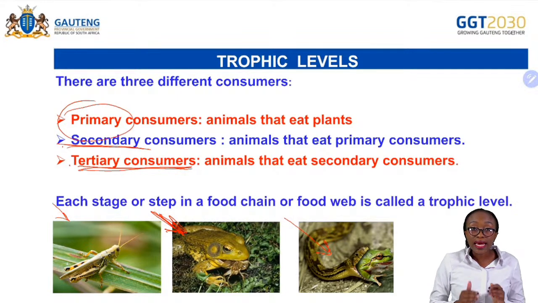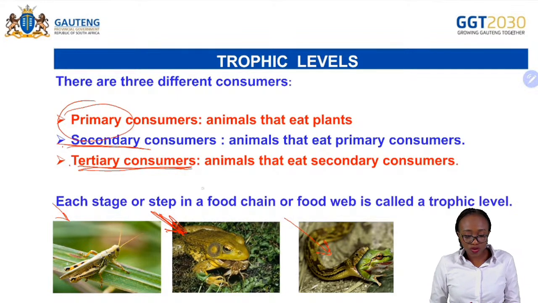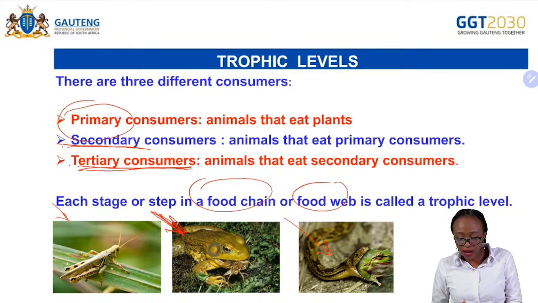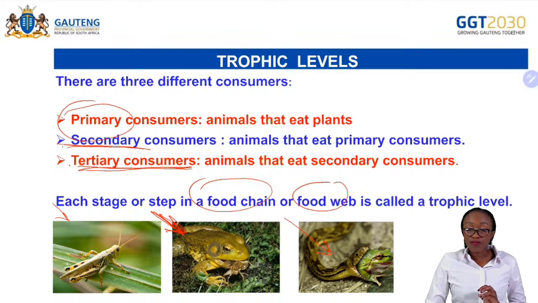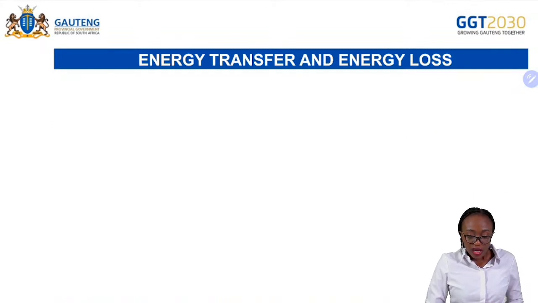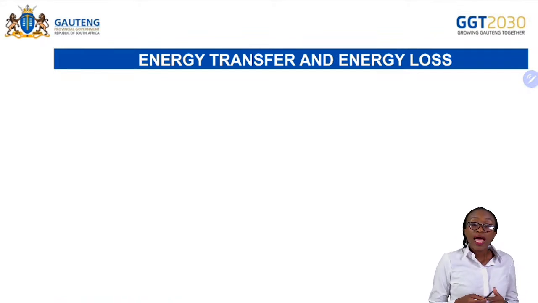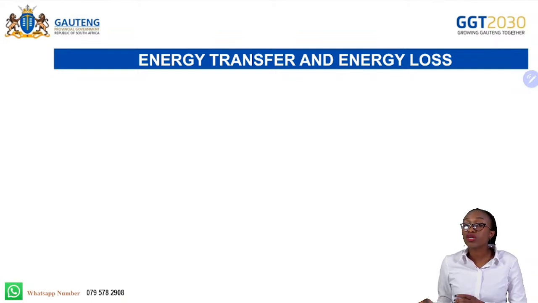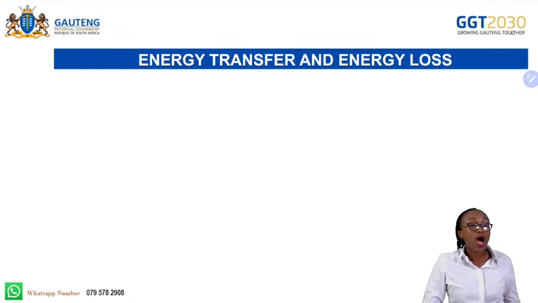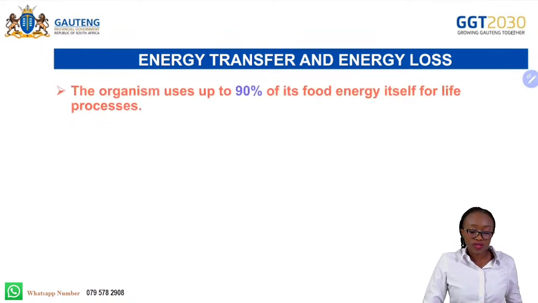So each stage inside of a food chain or a food web is called a trophic level. Each stage or step in a food chain or a food web is called a trophic level. Now let's learn about energy transfer and energy lost. Energy is bound to be lost when it's flowing from the sun to the plants to different animals. Now let's talk about how it is transferred and how some of it may be lost.